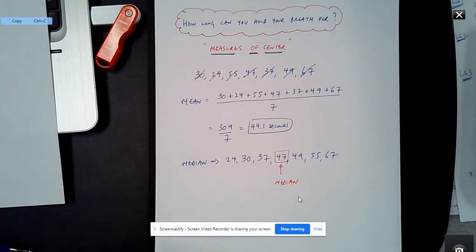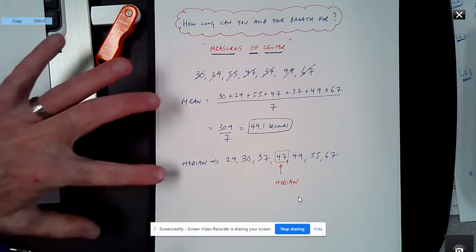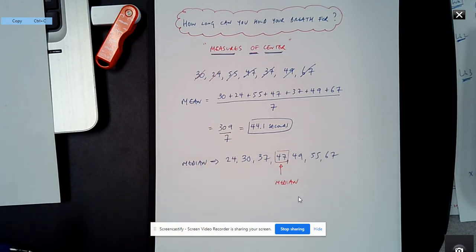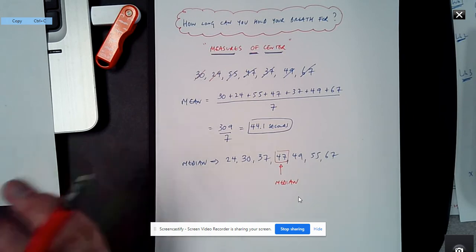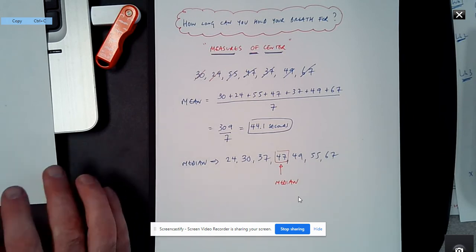Okay, there are some times where a mean is the best thing to use, and there are other times when the median is the best thing to use. My personal advice: look at the two and use them together at all times. Okay, so what I'd like you to do now: look at your class results of holding your breath, figure out the mean, figure out the median.